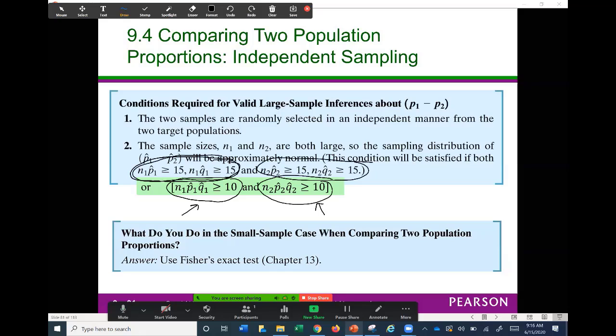And what happens if I select two samples that are not big enough? Then we have to use the Fisher exact test. And we are going to study this in chapter 13. Let's stop here.